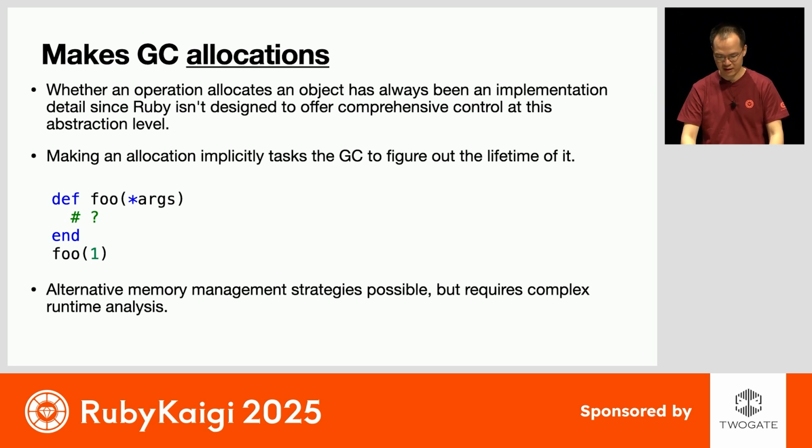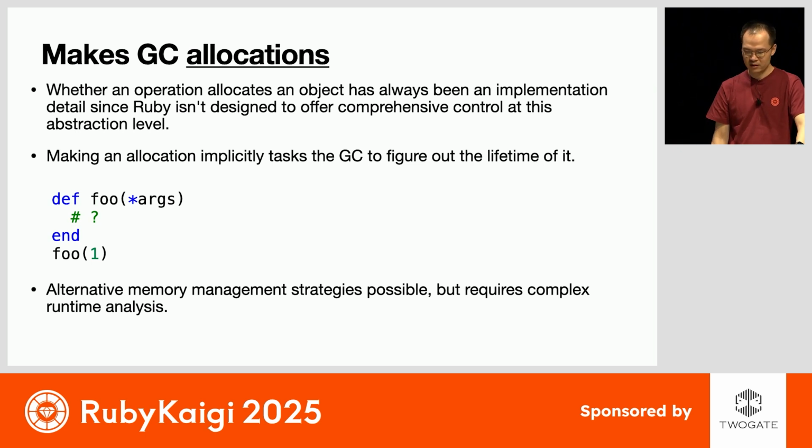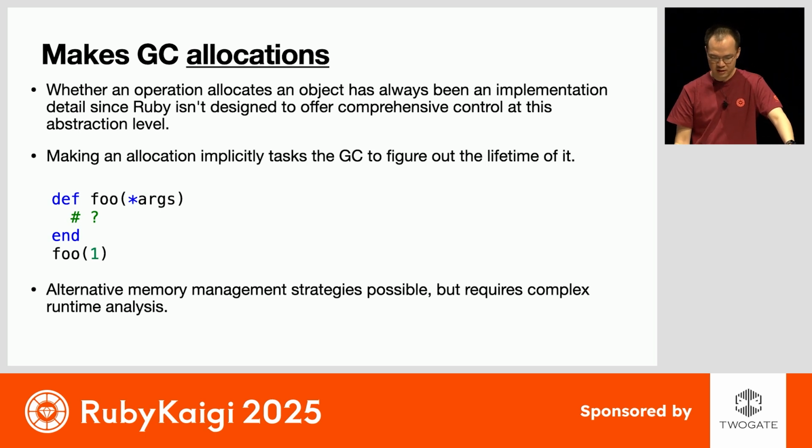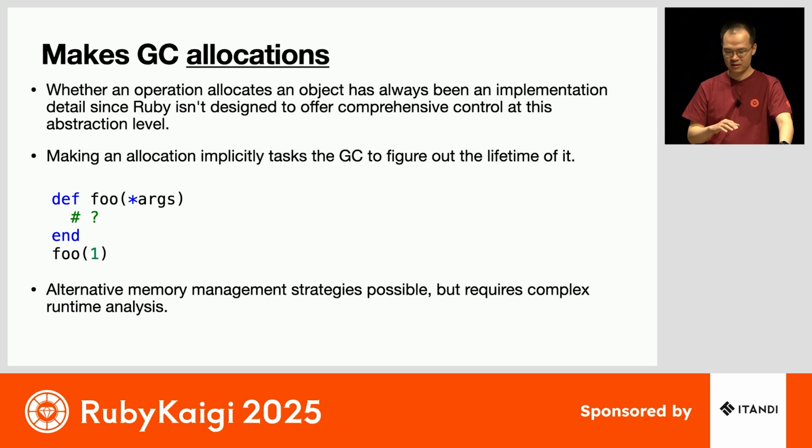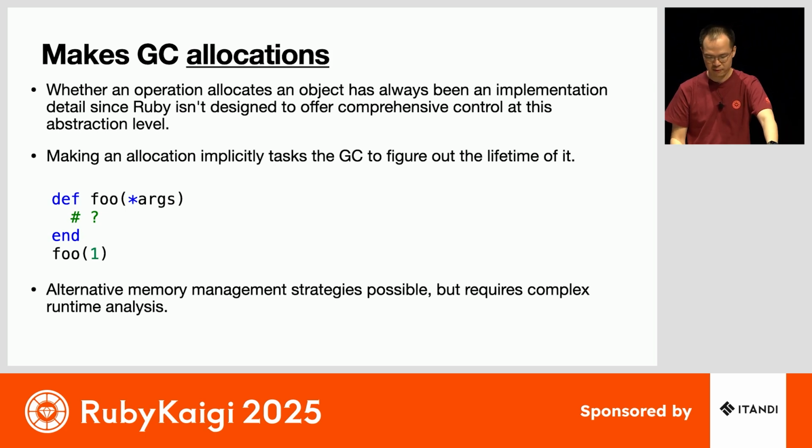First of all, whether something allocates has always been up to the Ruby runtime you're using. Ruby code works with Ruby objects, but the code doesn't have explicit control over the in-memory representation and the lifetime of the memory. There's no way to immediately free a Ruby object, for example.